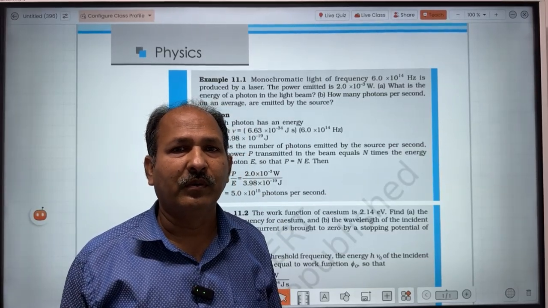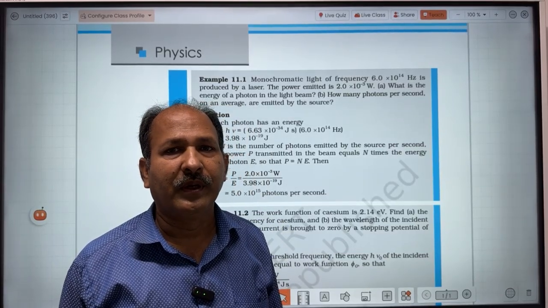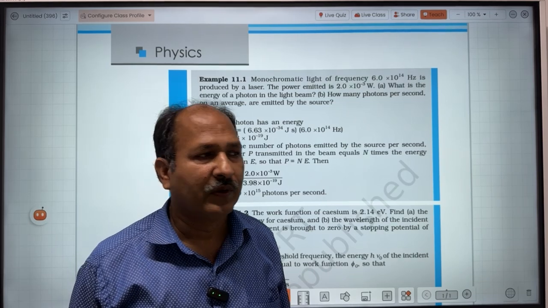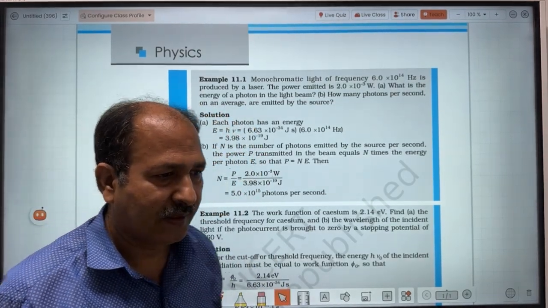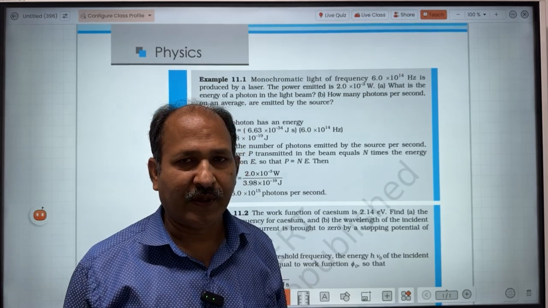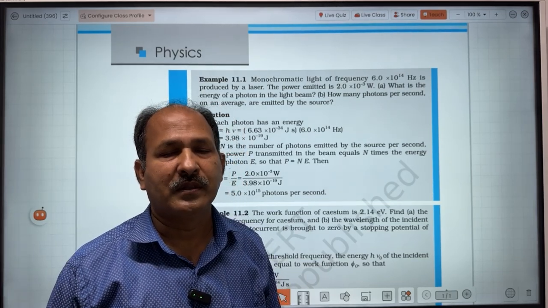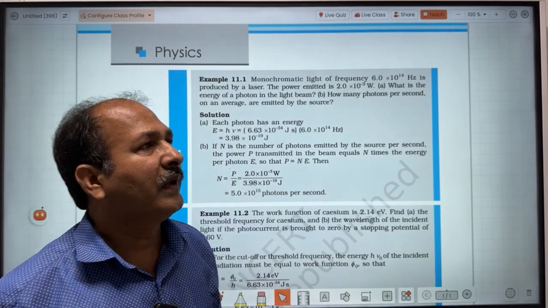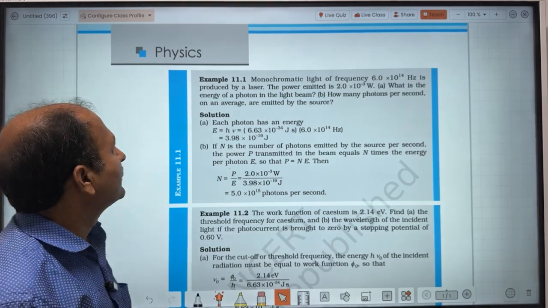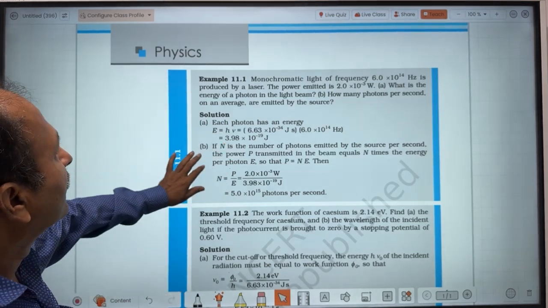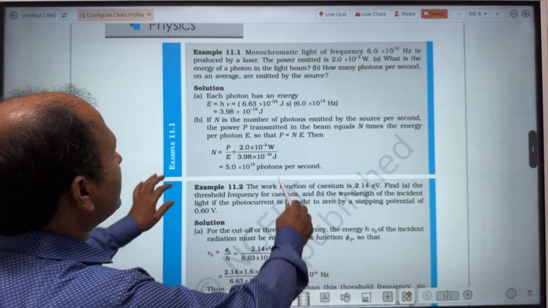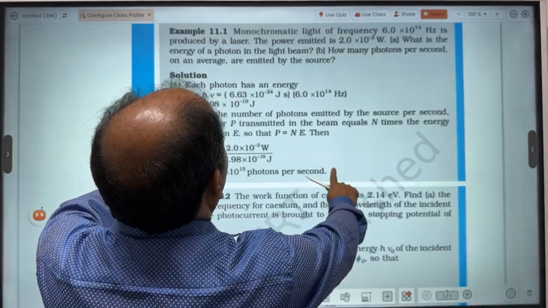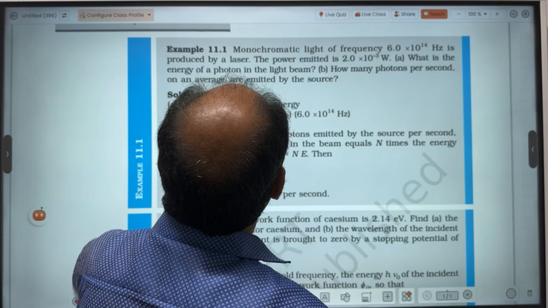We are going to continue with chapter 11 of class 12 physics. In the previous lecture we have studied the basic concepts of the photoelectric effect and Einstein's equation. Now we are going to continue with the same chapter. So we are starting with numericals. Here there is one example. Let's read it and then we will try to analyze.